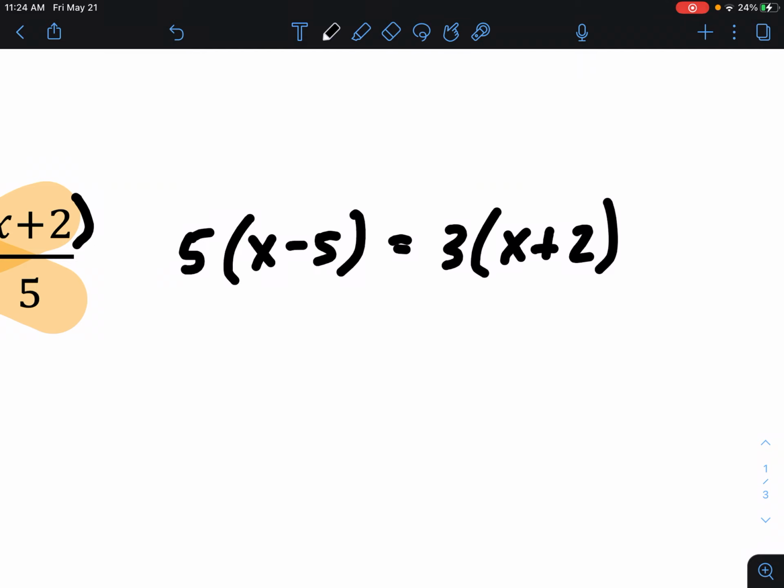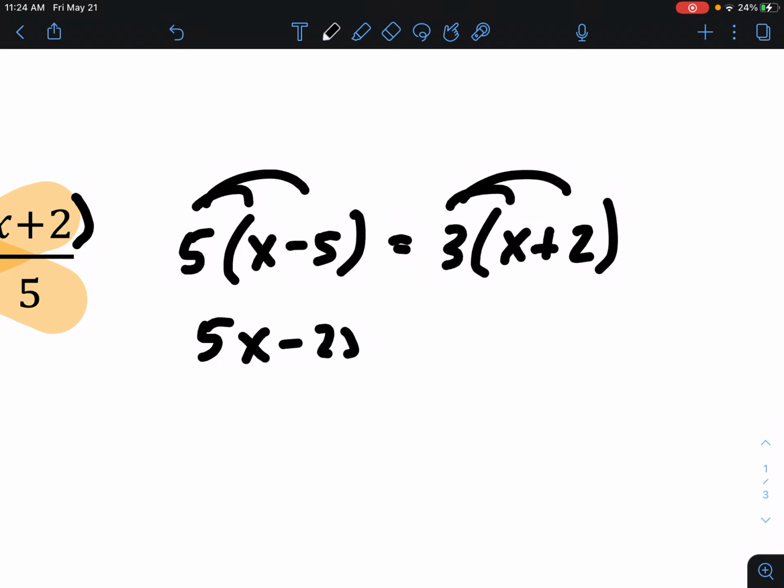Okay, so we just have to distribute twice on each side. So we're going to distribute the 5 and we're going to distribute the 3. So we have 5x minus 25 is equal to 3x plus 6. And then this is just a simple equation where we have variables on both sides. I always like to, if possible, I say if possible because sometimes it's easier to do it the other way around, but if it's possible, I always like to try to move the smallest variable first because that then avoids negative numbers. So I'm going to move the 3, so I'm going to subtract 3x.